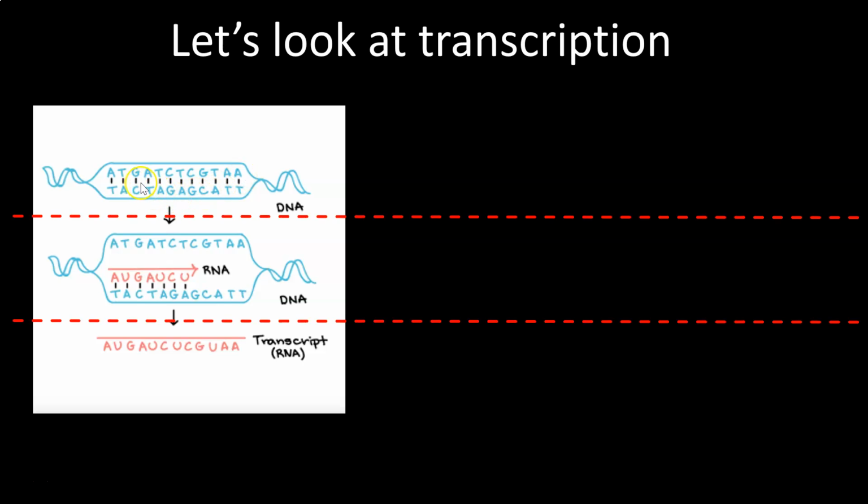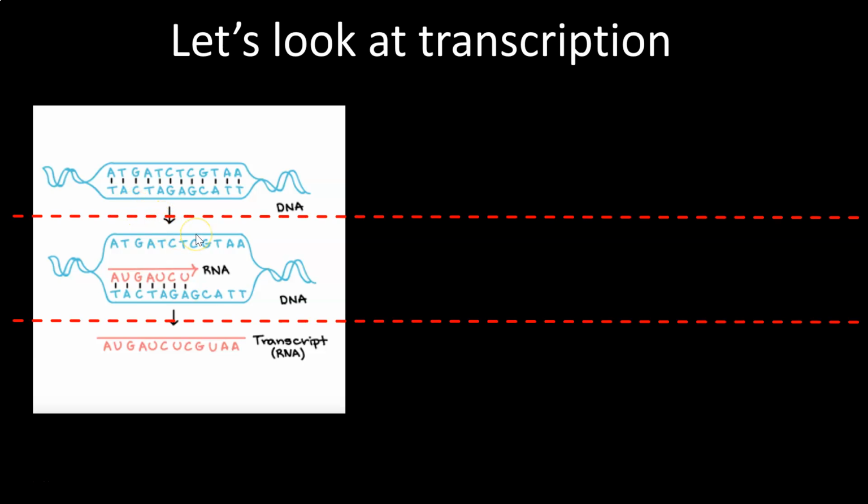Okay, and incidentally, one amino acid is coded by a triplet. So this ATG will code for one amino acid. ATC will be another amino acid, TCG will be another amino acid, and TAA will be another amino acid. So this is how the order of amino acids is coded.